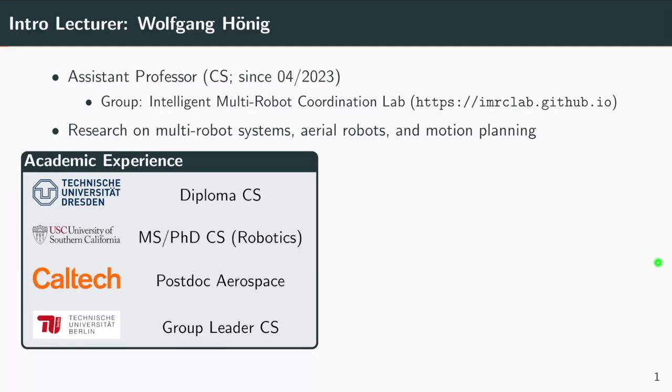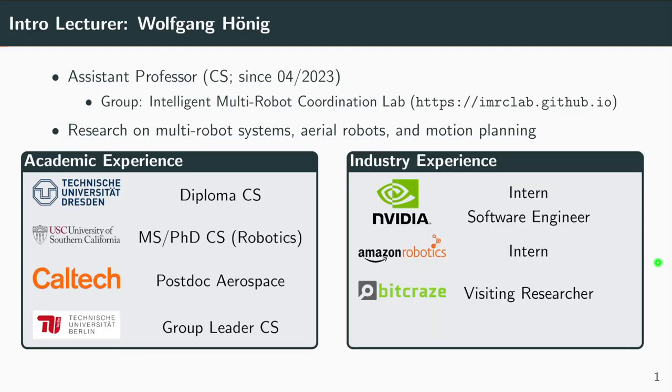Then I stayed in the United States for a little bit and did a postdoc more in aerospace, which makes sense since I work on flying robots. And then I was a group leader here at TU Berlin for 2 years. And now I'm an assistant professor. I also did a few industrial things, but fairly short. I did internships at NVIDIA and Amazon Robotics. And I also worked at a small flying robot startup called Bitcraze in Sweden for a few months.